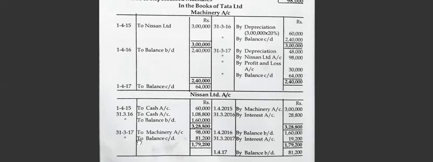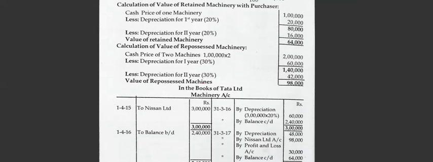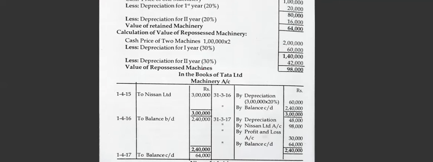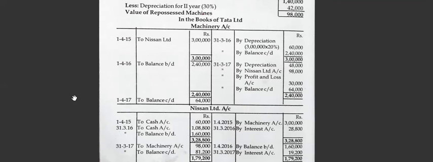Here you bring to machinery, by Nissan 98,000. What is the value of machinery which is retained? 64,000. Balance carried down is 64,000. This value you will take here, 64,000. Now the total balance will be transferred to profit and loss account. Very clear and very easy it is. First is the purchase entry, second is the down payment. Then every year's entries will be the interest entry, installment entry, and depreciation entry. Okay, after the transfer, bring it to the next year.